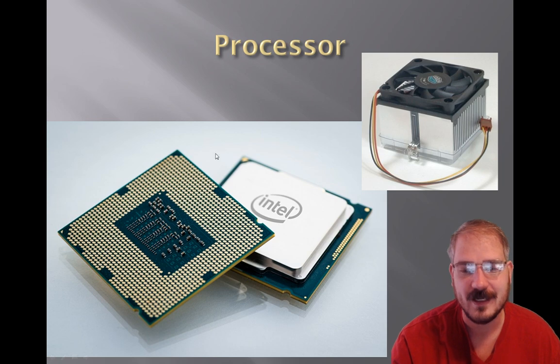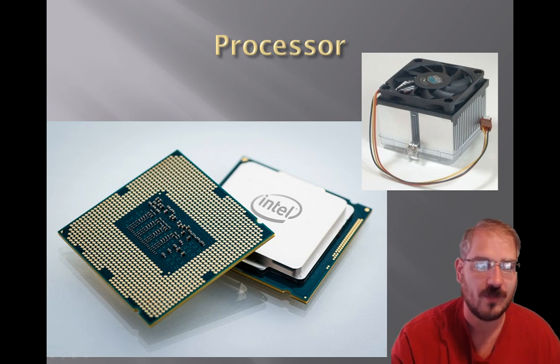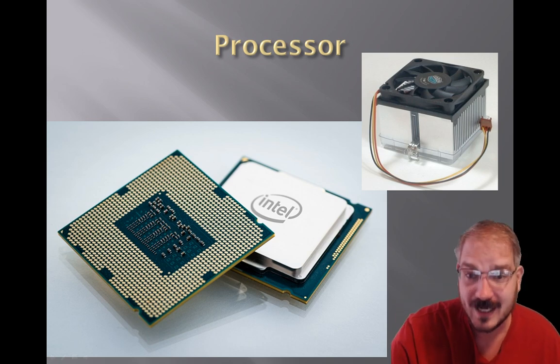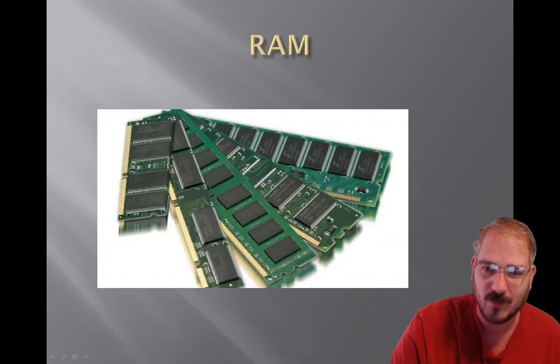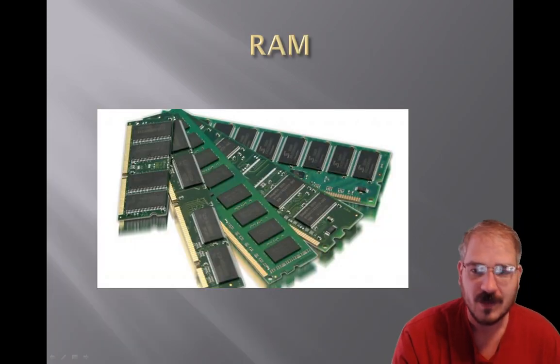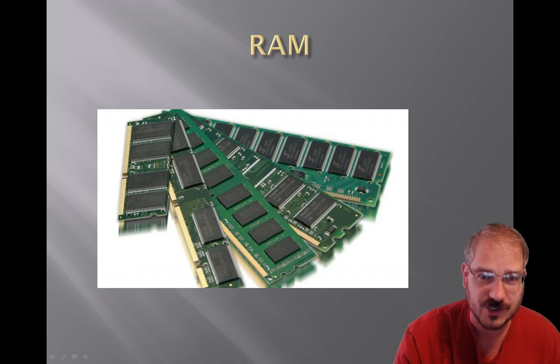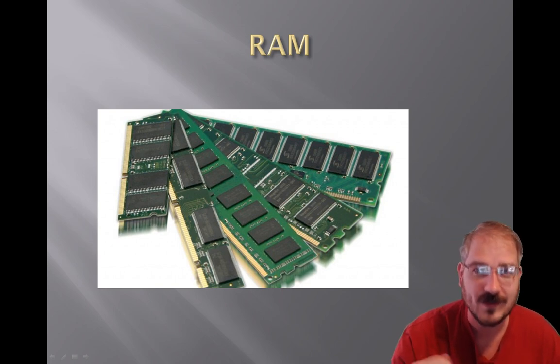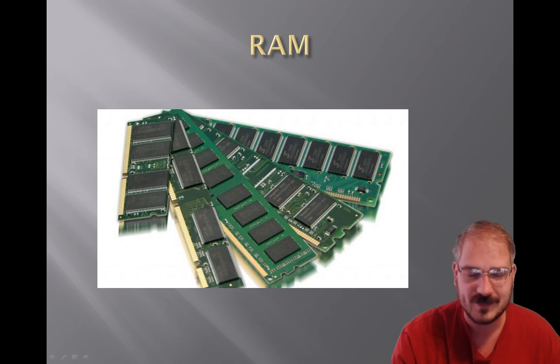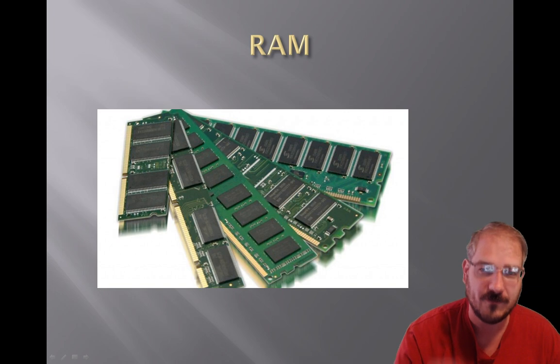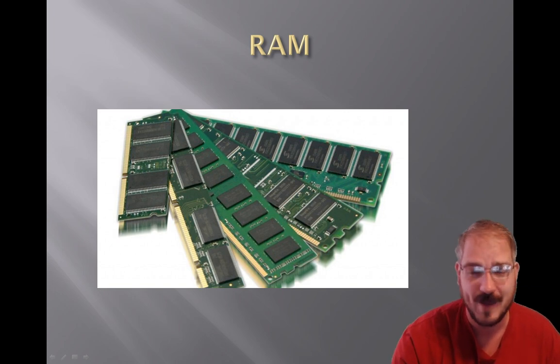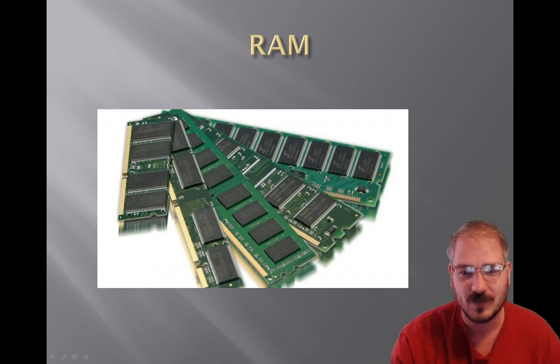So this is the thing that does all the math. Where does it get the numbers that it does the math with? RAM. RAM stands for Random Access Memory. This stores all of the kind of the ones and zeros and the numbers that the processor does the math with. This is where those numbers are stored before the math happens and after the math happens. Okay? This is what they usually look like.